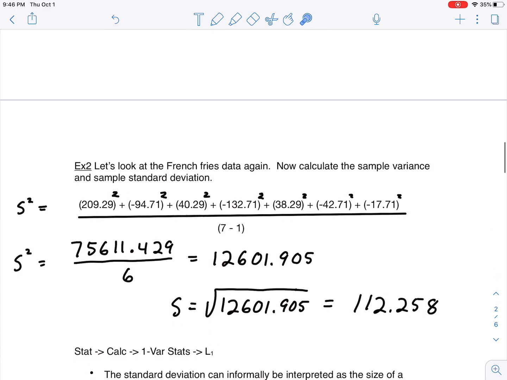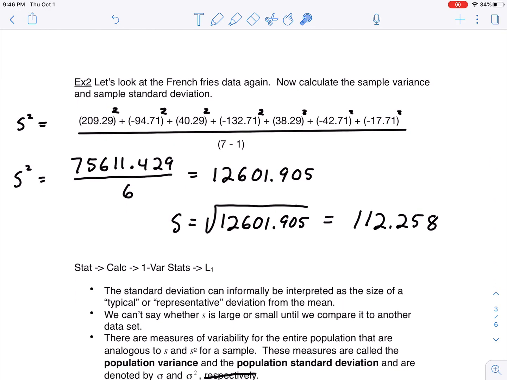So the French fry example again, and we're going to calculate the sample variance and the sample standard deviation. Sample variance is just squaring each of those differences that we got, adding all those squares up, and dividing by n minus 1. When I added all those up, I got 75,611.429. Divide that by 6, and I got 12,601.905. That is my sample variance right there. The sample standard deviation, denoted by S, is simply the square root of that, which is 112.258.